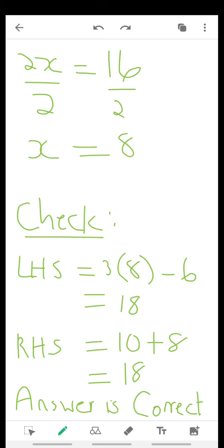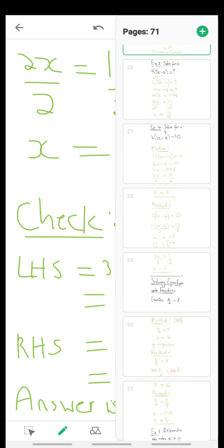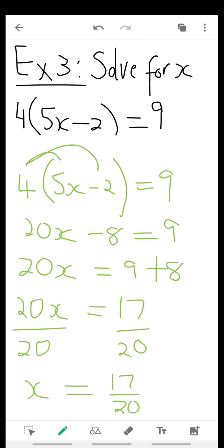Okay? You can check if your answer is correct by substituting into the original equation, both the left-hand side and the right-hand side. So I see that when I substituted the value of x, which is 8 here, on the left-hand side I got 18. When I substituted on the right-hand side I got 18. That means my answer is correct. Okay? Now, moving on, let us check example 3.